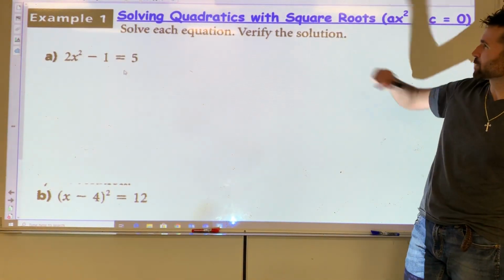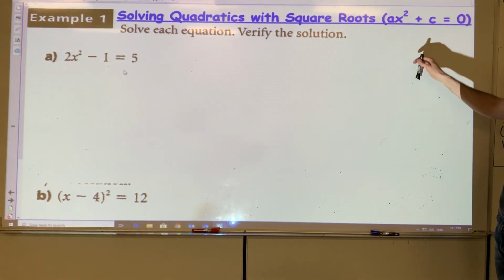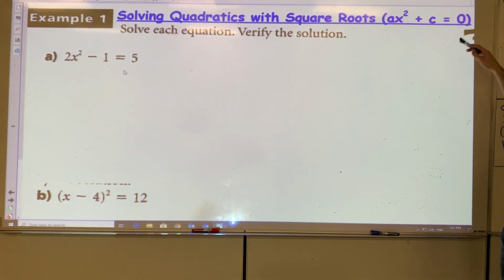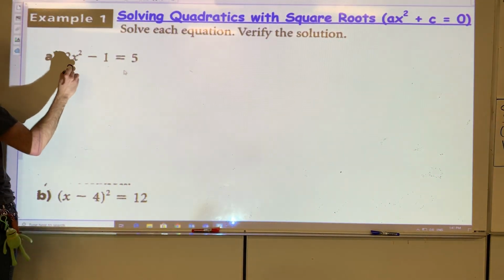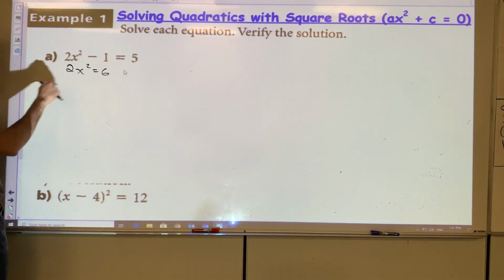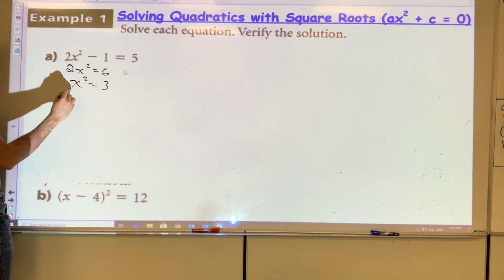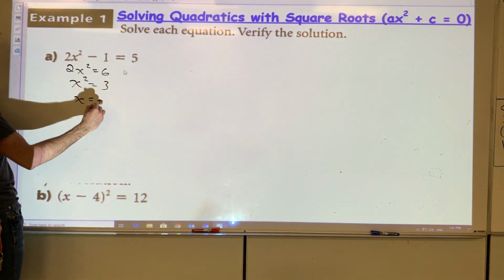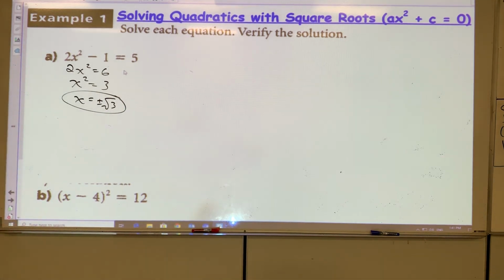Okay, so solving quadratics with square roots. I'm just saying, in general, these kinds of questions are going to be like ax squared plus c equals 0, or might equal a number or something like that. So if you look at your first one, that's exactly what we got. We already got a question like this on the review before. So we add 1 to both sides, isolate the x squared, so divide both sides by 2, and then square root both sides, so you get x is plus or minus square root 3, and you're done.